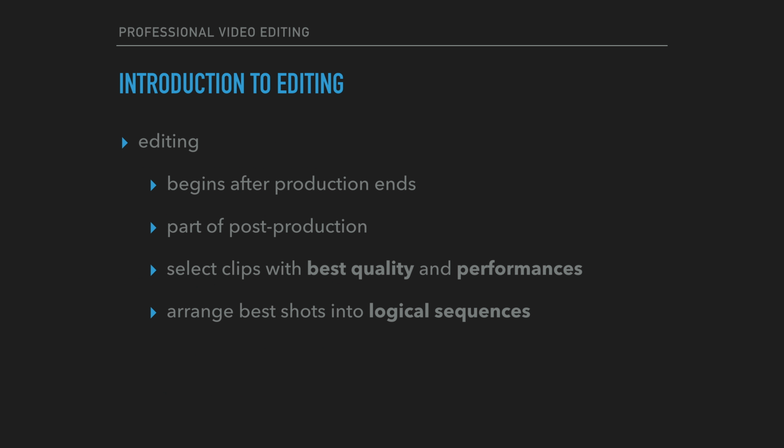Introduction to editing. Editing begins after the production ends. Editing is part of the post-production process. After the footage is shot, the editor should have a collection of media clips on the hard drive. An editing process is then required to trim out or discard the poor clips and to select the clips with the best quality and performance metrics.